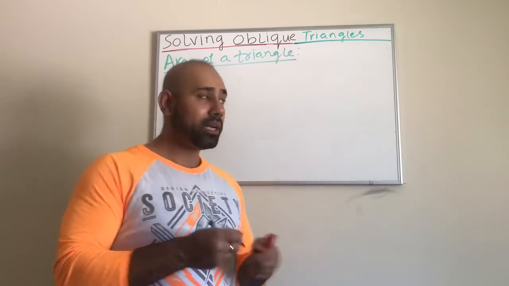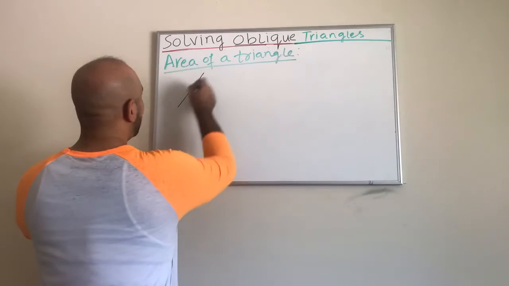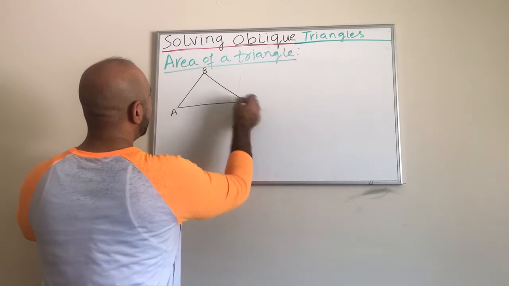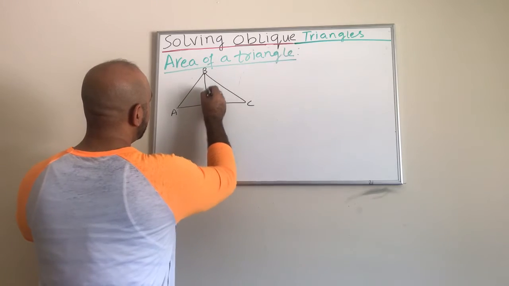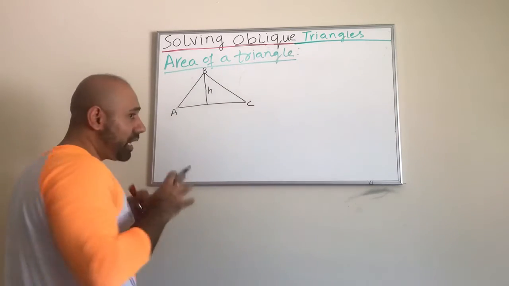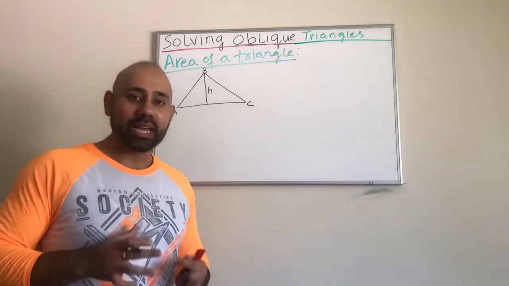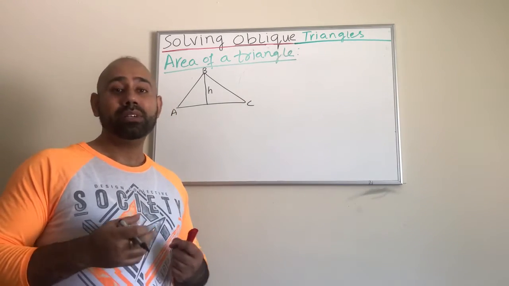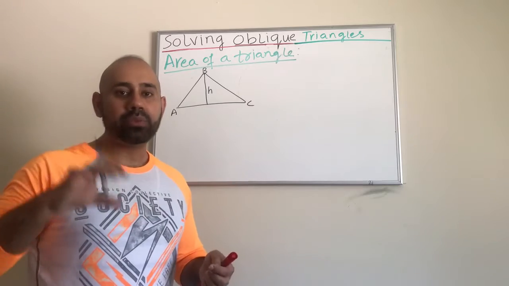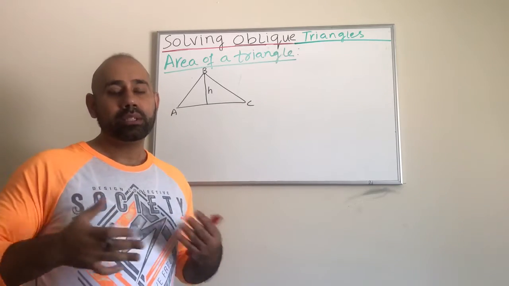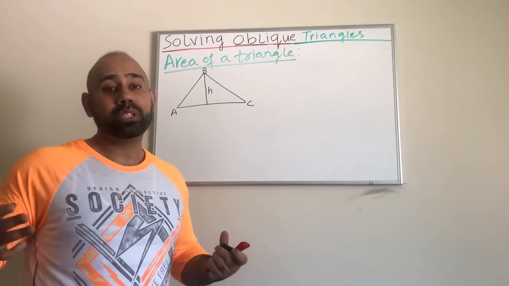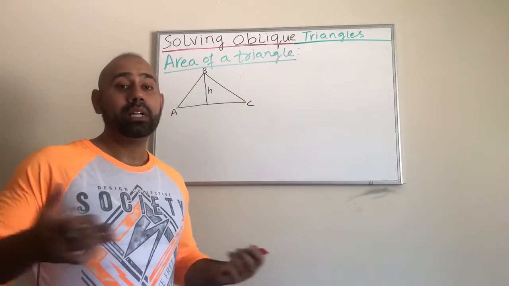Okay, so let me start with a triangle. For example, I have a triangle ABC, and let us say the height is h. So I'm starting with a triangle where I know the height, and from there I'm going to derive a formula which excludes the variable h, the height. Once we start looking at examples where the height is not provided, we would still be able to find the area without using the height.